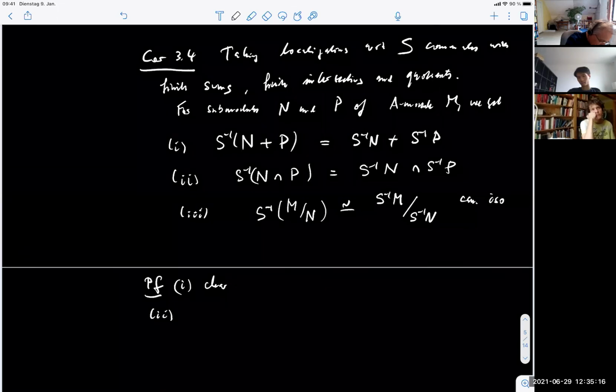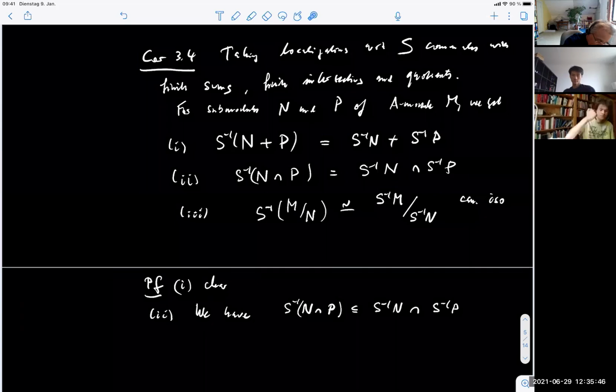On the one hand, one inclusion I think is obvious. N intersected P, if I localize, just set theoretically, it's contained here, and it's also contained here. So it's contained in the intersection. A little argument is required to show that we have equality.